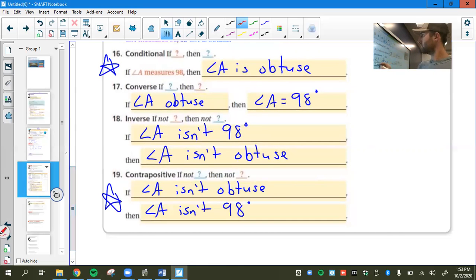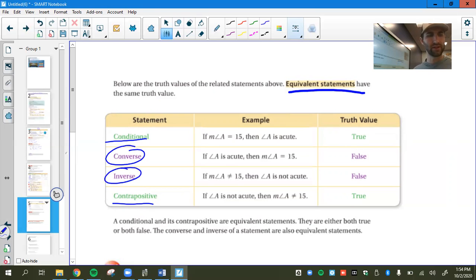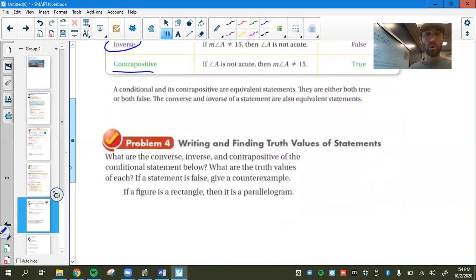And if a converse statement is false, then the inverse statement is automatically false. So they're paired together like that, okay? That's what we call equivalent statements. We can see below, we talk about equivalent statements here. Like I mentioned, conditional statements and contrapositive statements are always true together, just like converse and inverse statements are also always paired together, if that makes sense.